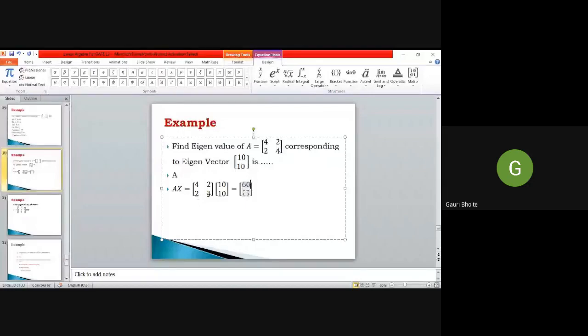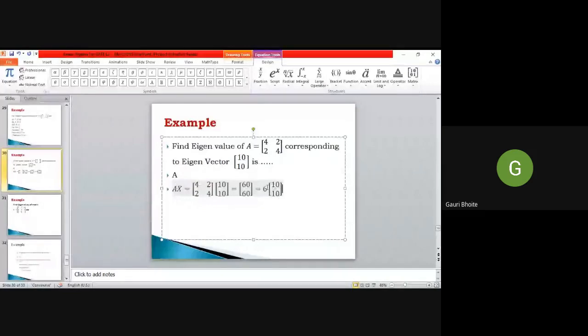So I can express this in terms of x again. It is 6 times the 10, 10 matrix, right? 6 times 10, 10. So what is the eigenvalue? Ax is equal to kx. 6 is the corresponding eigenvalue.